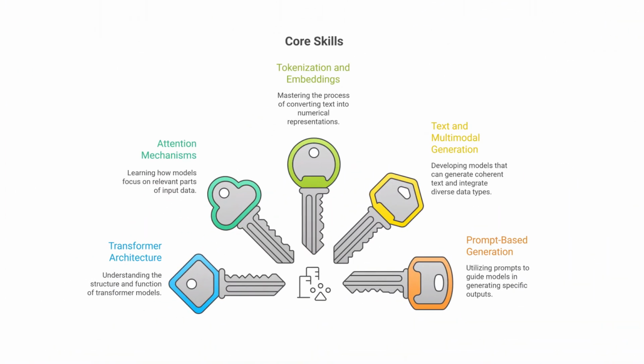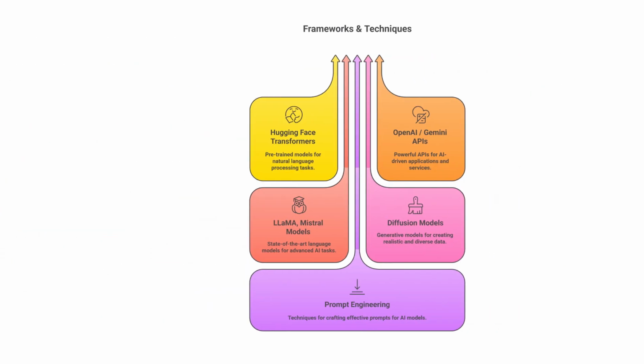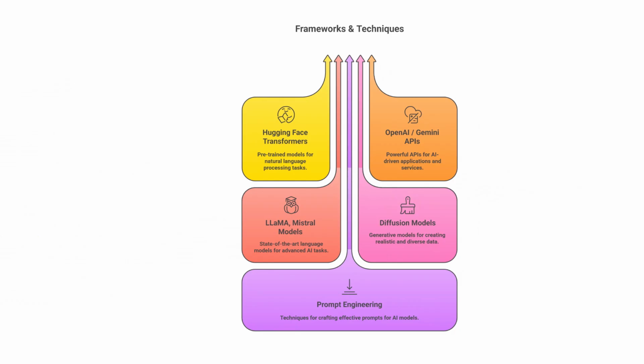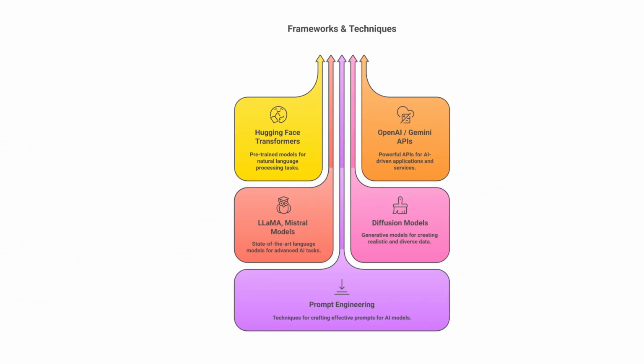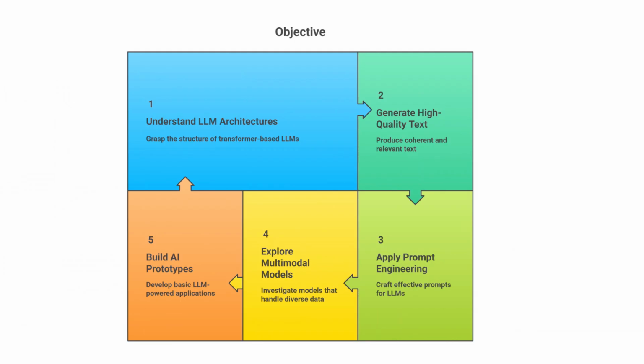Core skills. These core skills emphasize understanding transformer models and generative behavior. These skills allow engineers to control outputs and build intelligent systems. Frameworks and techniques. These frameworks provide access to pre-trained generative models. Techniques focus on inference, experimentation, and prompt optimization. Objective. The objective is to understand how generative models produce content. You should be able to interact with LLMs confidently.